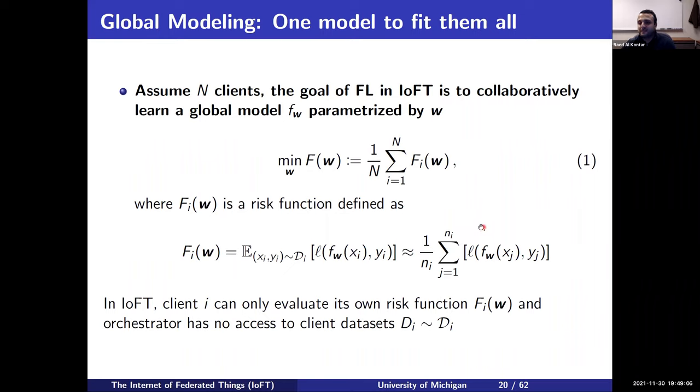So basically, learning the global model boils down to minimizing the average empirical risk over all the clients. However, the key idea that we should note here is that client i in IoFT can only evaluate their own risk function, which is the expectation of their loss, and they have no access to data sets from other clients. And this is the key challenge, the key interesting part in IoFT.